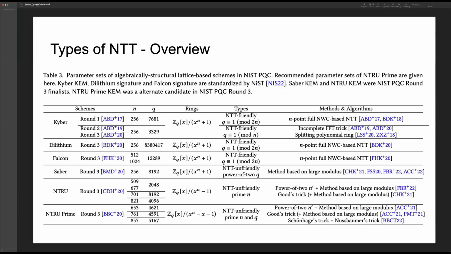Hi, Miss Bing. I have two questions. One, can you use FFT instead of an NTT? And how do computers compute omega?